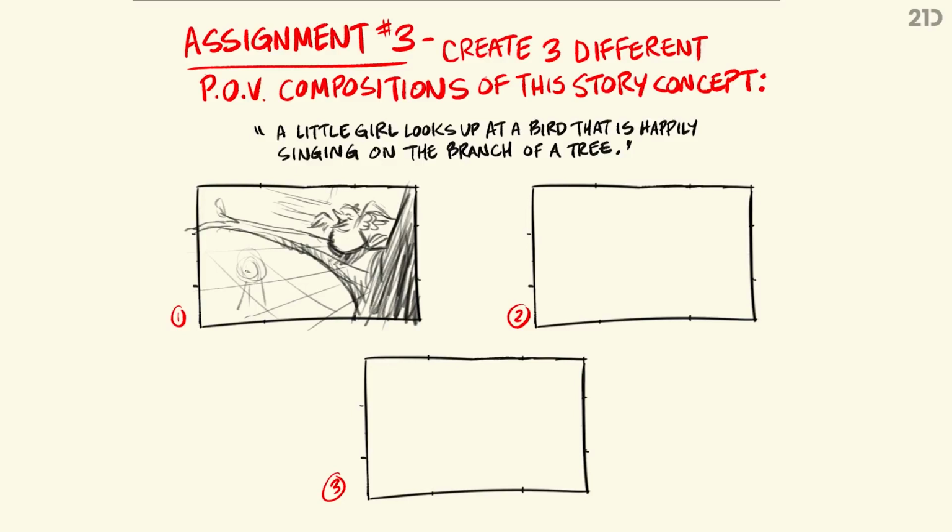Okay, now we got the girl. I'm going to give her some ponytails. Very traditional looking little girl. And she's looking up. Looks like she's mad. I don't want her to be mad. She's going to be, aww, pretty little birdie.